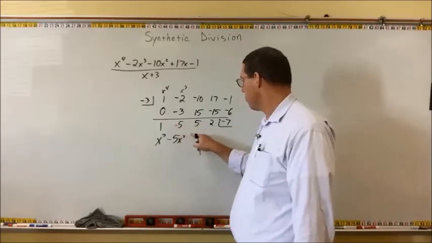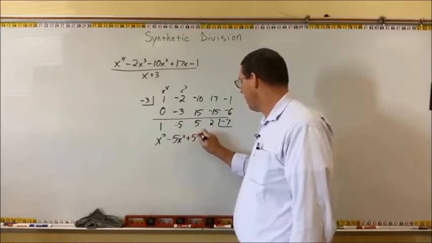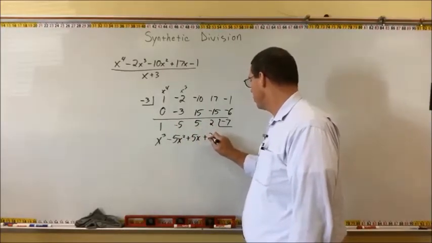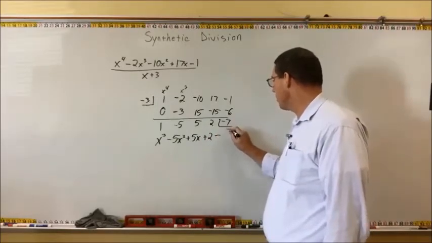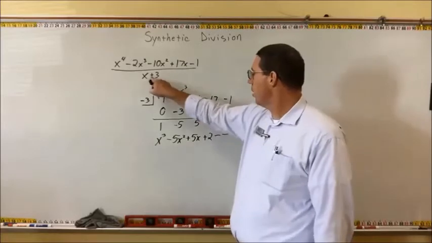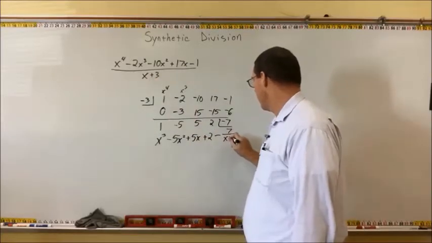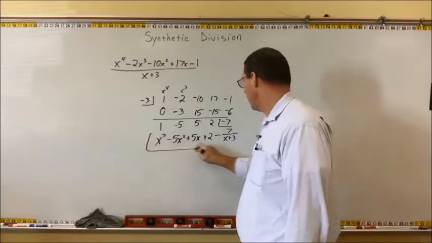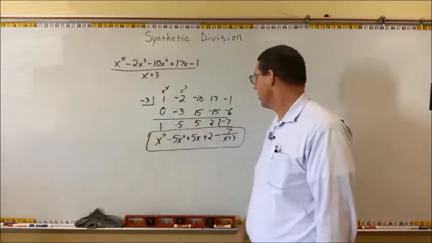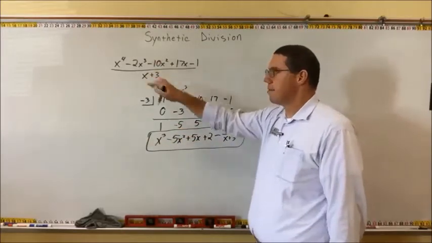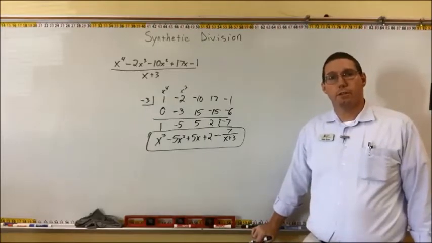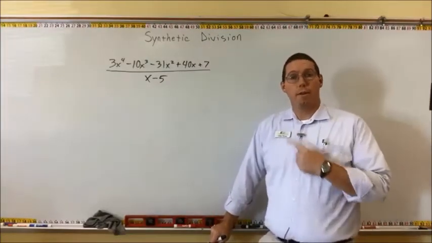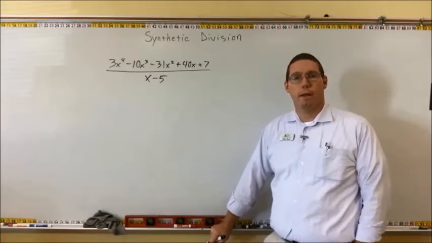So minus 5x squared plus 5x plus 2, and then I've got a minus 7. So I'm going to put minus 7 over x plus 3. And there we go. That is my quotient. This is the same thing as this rational expression using synthetic division. Okay? Go ahead and pause the video, try this out, and then I'll show you how to do it.